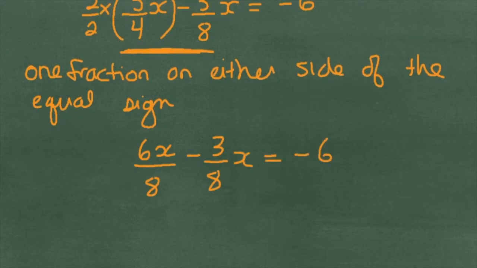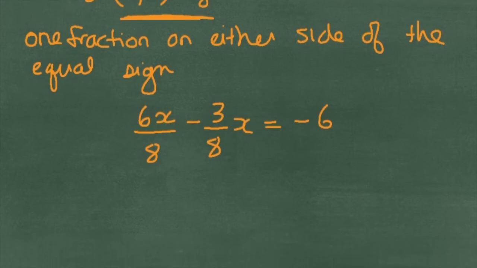Now, do we have a common denominator? Absolutely. What's 6x minus 3x? Well, it's just 3 over 8. And then x is equal to negative 6. Now we can cross multiply.